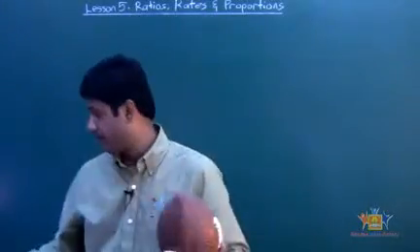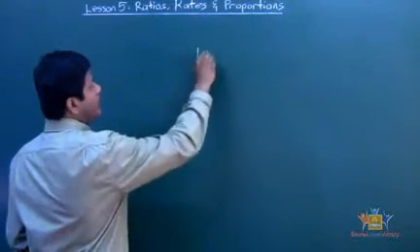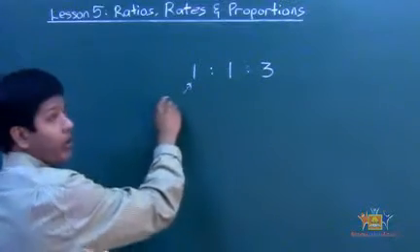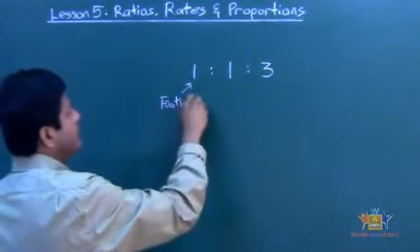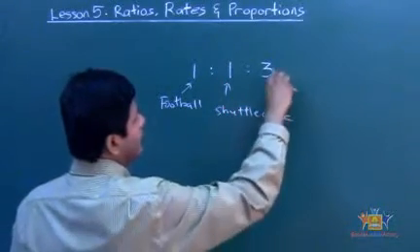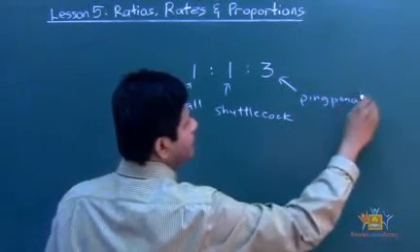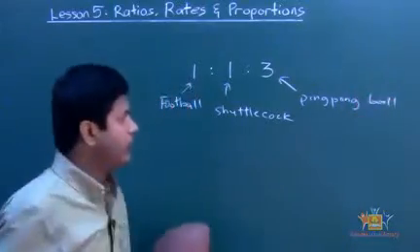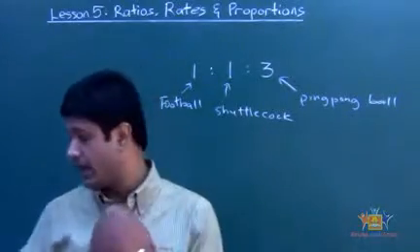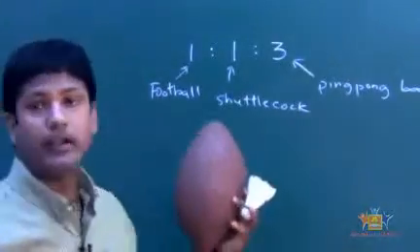So let's write that down. So the ratio is what again? 1, 1, 3. So we know that the first one is the football we're referring to, the second one is the shuttlecock, and the third one is the ping pong ball. All right, there we go. So we have three items we are referring to: the football, the shuttlecock, and the three ping pong balls. So that makes it the ratio 1, 1, 3.